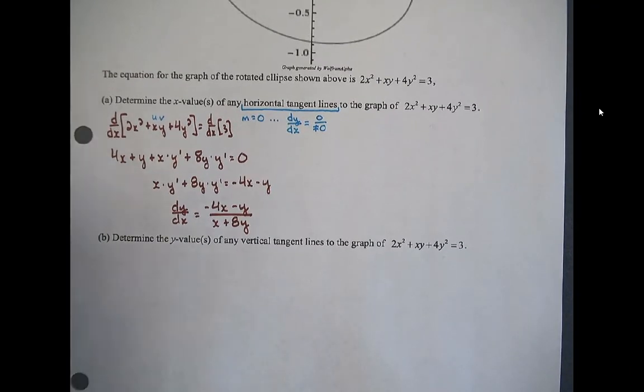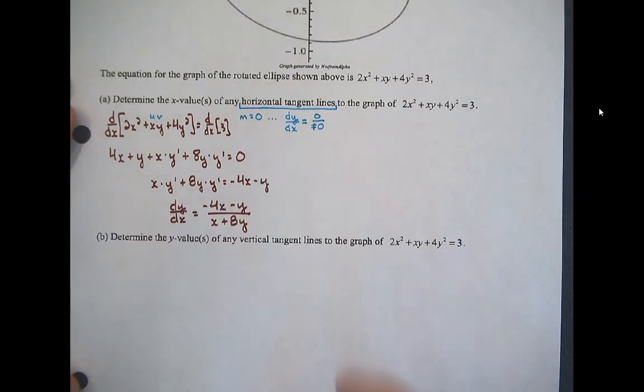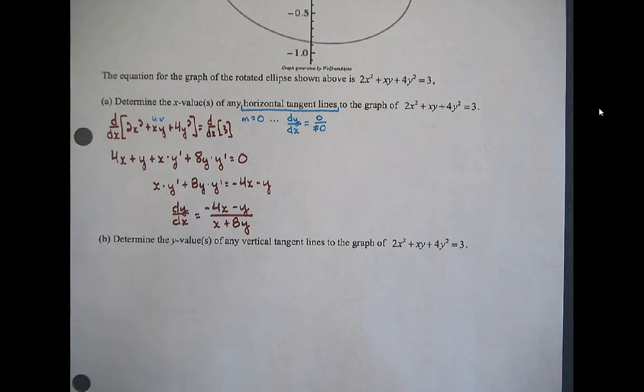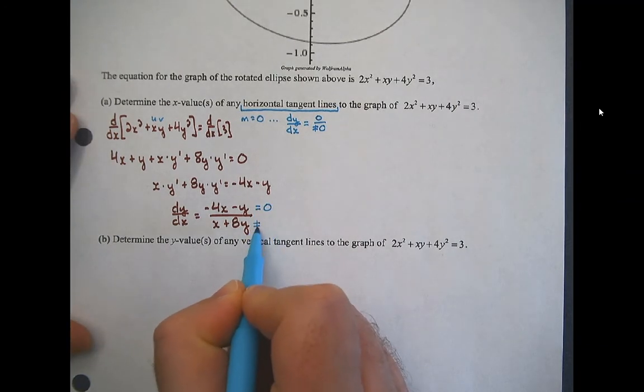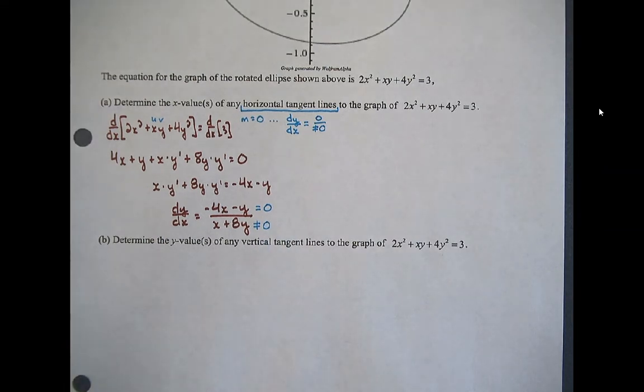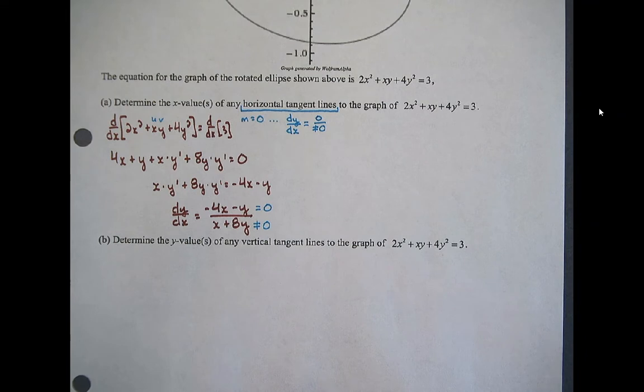Okay, so all that allowed me to do, this is now my slope machine. This finds all my slopes. If I want to have a horizontal tangent line, that means that the top of this has to equal 0 and the bottom of this has to not equal 0. So I'm just going to focus on the first one, or on the top part, and then we'll see if the bottom part comes into play.